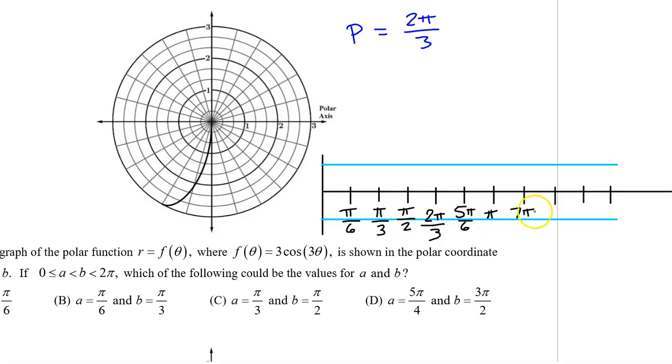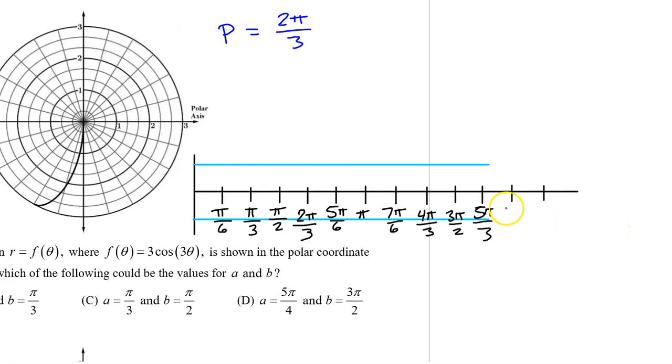7 pi over 6. 8 pi over 6 is 4 pi over 3. 9 pi over 6 is 3 pi over 2. 10 pi over 6 is 5 pi over 3. Then we have 11 pi over 6. And of course, 12 pi over 6 is 2 pi.